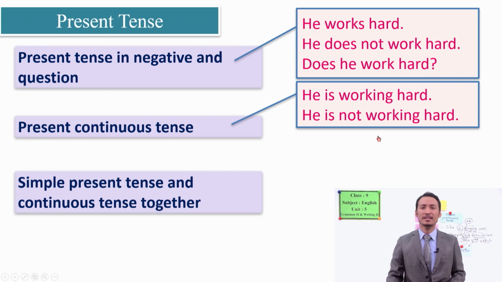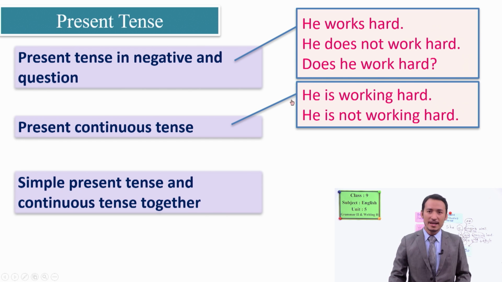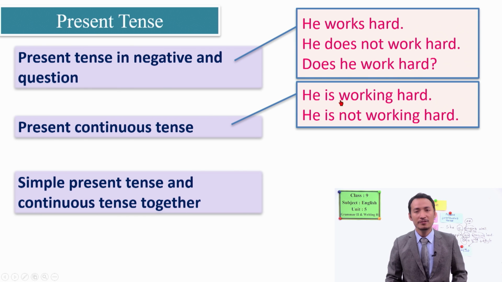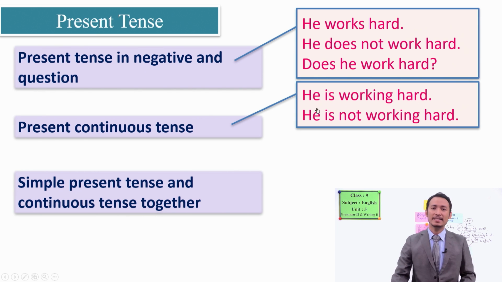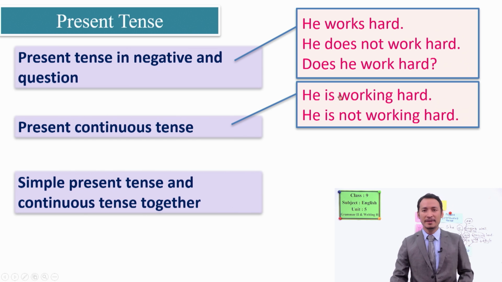And you can also make a question by simply placing the be verb at the beginning of your sentence. Can you do it? Yes, you can make it a question by placing the be verb at the beginning, like, is he working hard? Is he working hard? That's also a question in present continuous tense. Okay, students? So these are the things you need to be familiar with.